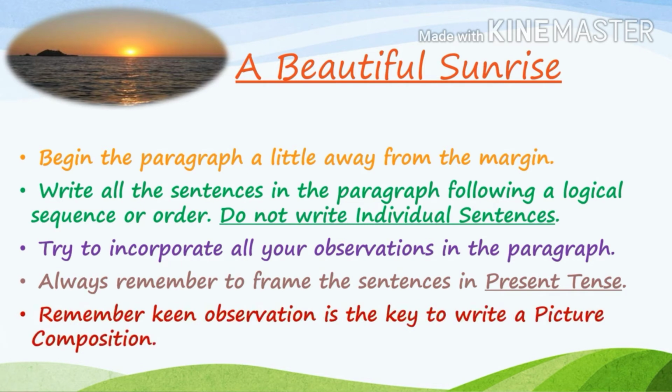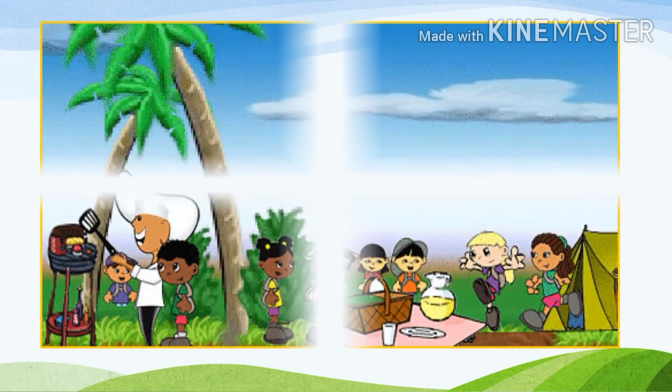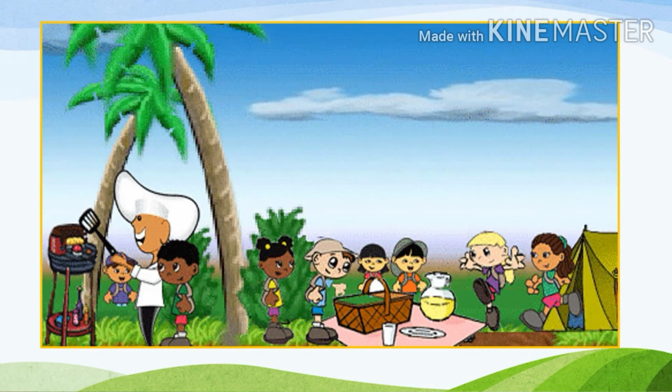Remember, keen observation is the key to write a picture composition. Means nothing should be missed in the picture. Pictures are always fascinating and every picture has something to tell us about itself. So now let us pick one picture here and see what it is trying to tell us. Wow, what a beautiful scene. Let us now see what this picture is trying to tell us about itself.